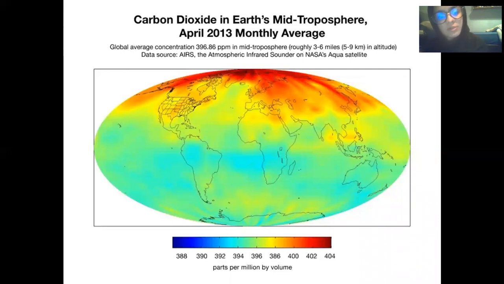Data sources are AIRS and NASA equipment used to collect the data. How much do they collect of carbon dioxide in the mid-troposphere?